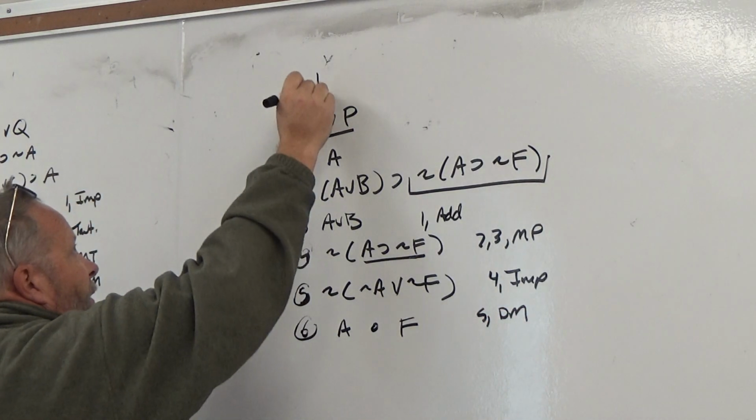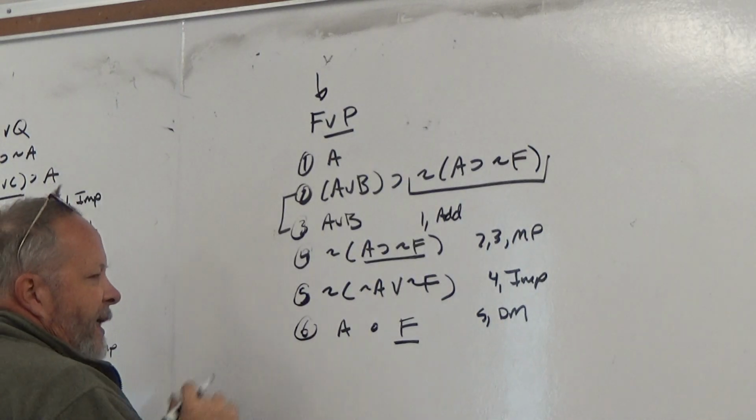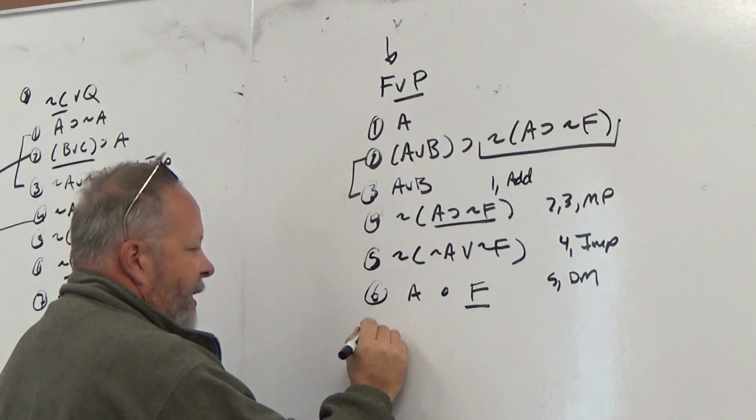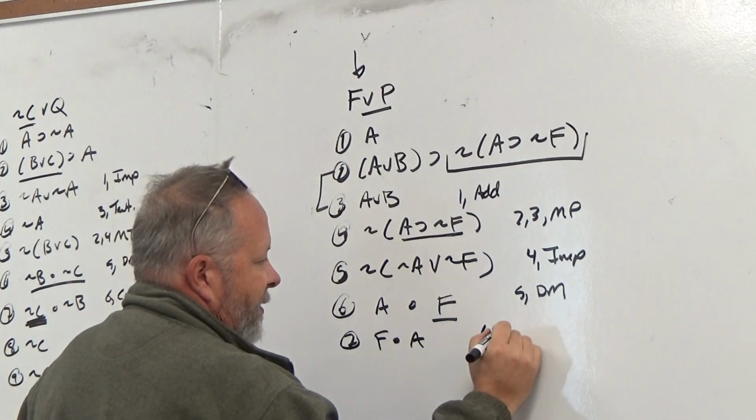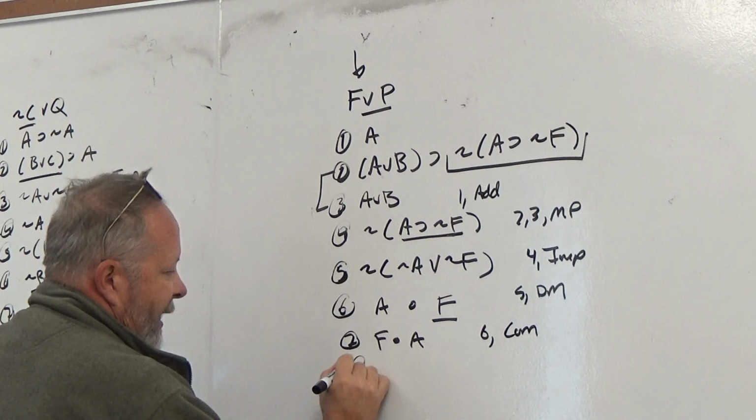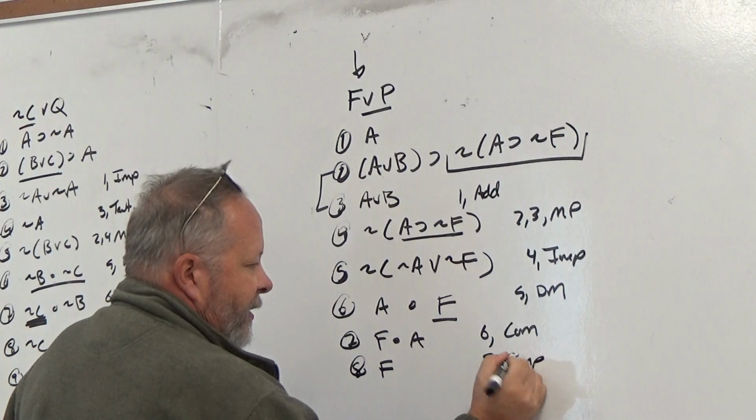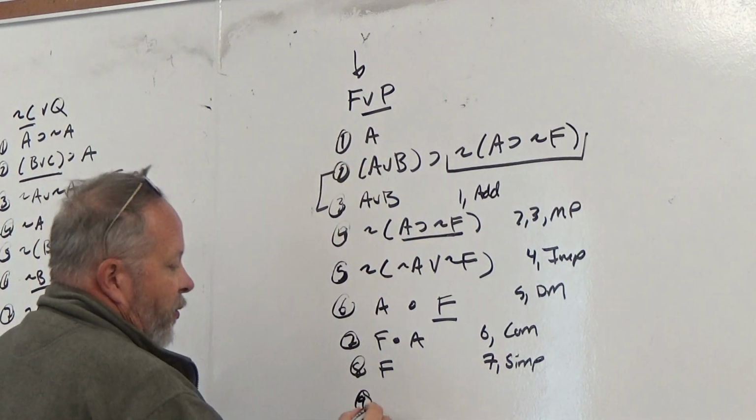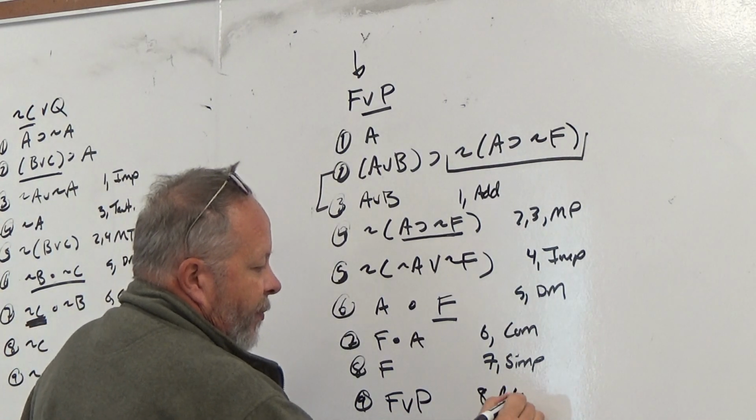Now, remember, we were after an F. There's an F. It's part of an and, so we can get it easy. We can't simplify yet. We have to put it on the other side. F and A from 6 by com. Now 8 is F from 7 by simplification. And then we remember we weren't worried about that P because we're just going to say or P from 8 by addition.